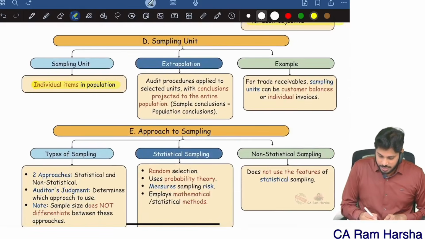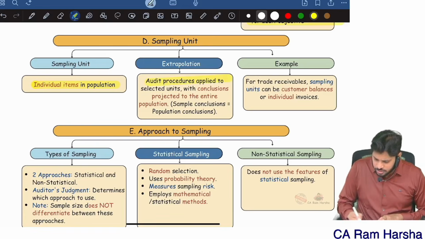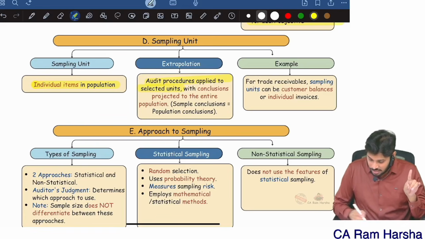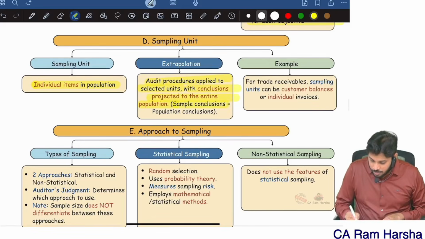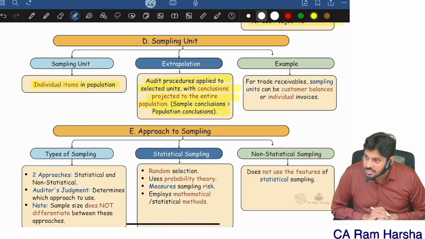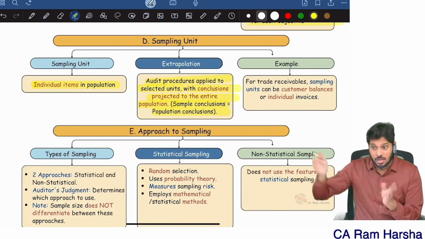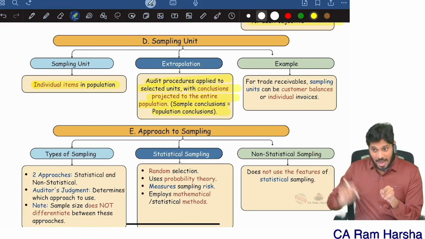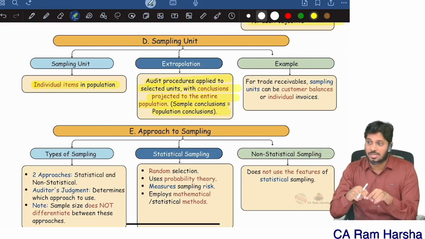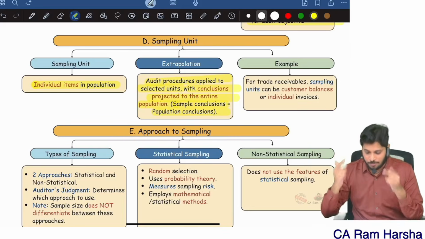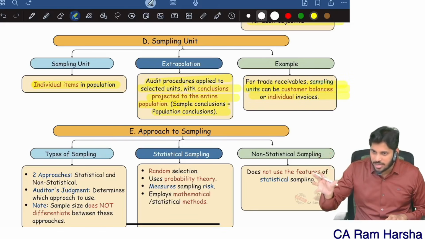Sampling unit. Individual items in population are called sampling units. Audit processes will be applied on selected sampling units with conclusions projected to the entire population. Sample conclusion is equal to population conclusion. Whatever conclusion we get on the sample, the same conclusion we take on the population. Suppose I check the entire population separately once again and get a different conclusion, then the sample is not representative. This is called sampling risk, yes or no? Then for trade receivables, sampling units can be customer balances, sales invoices, all that.